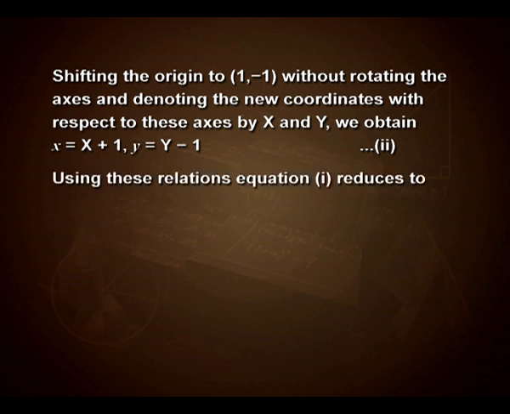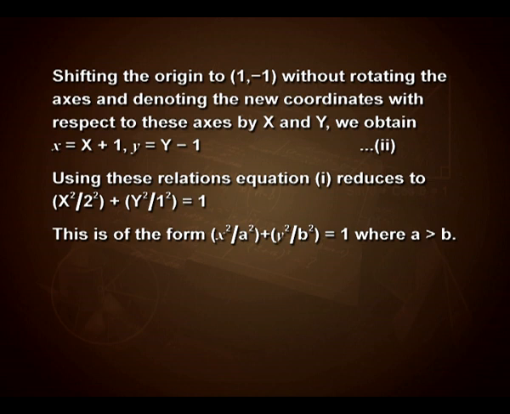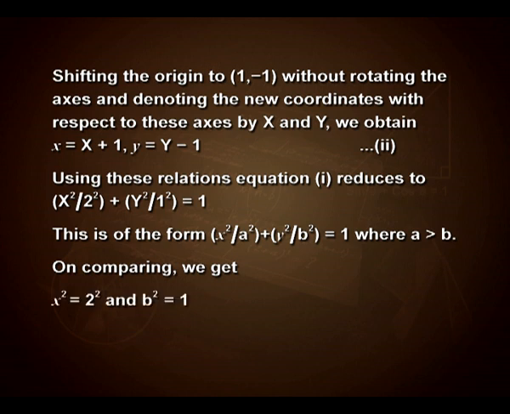Using these relations, equation 1 reduces to X square upon 2 square plus Y square upon 1 square is equal to 1. This is of the form x square upon a square plus y square upon b square is equal to 1, where a is greater than b. On comparing, we get a square is equal to 2 square and b square is equal to 1, which gives us a is equal to 2 and b is equal to 1.